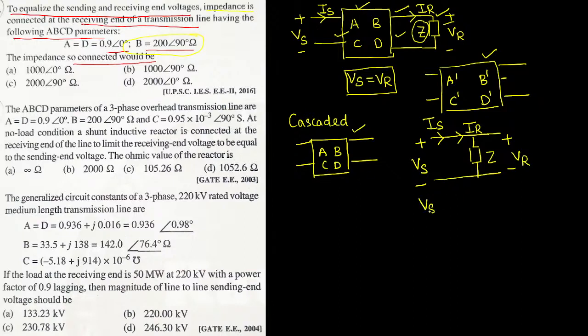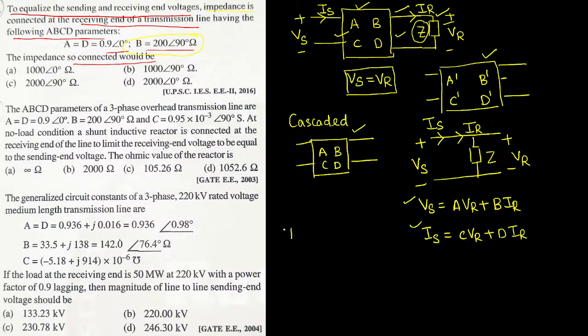First write down the equation. Sending end voltage equal to A times of receiving end voltage plus B times of receiving end current. Similarly, sending end current equal to C times of receiving end voltage plus D times of receiving end current. Now we know all the parameters, ABCD parameters. Sorry, we know all the expressions, and we know how to identify the ABCD parameters.